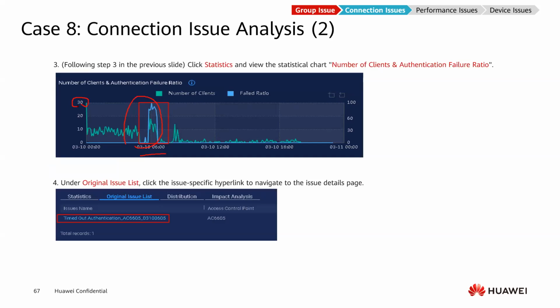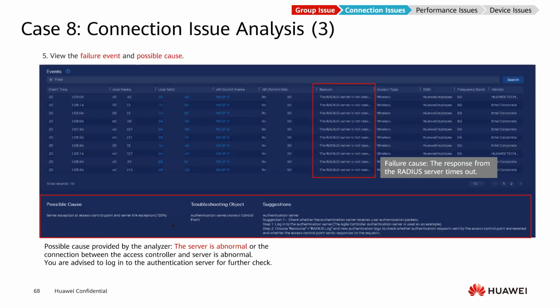This is a typical issue with a large number of failed clients and a large failure rate, indicating that a group fault occurred. So this is a typical group issue. And then you can click the original issue list to check the details. It's a timeout authentication. You will find the reason is the RADIUS server. The RADIUS server times out, and it tells you the server is abnormal. You need to check the RADIUS server.